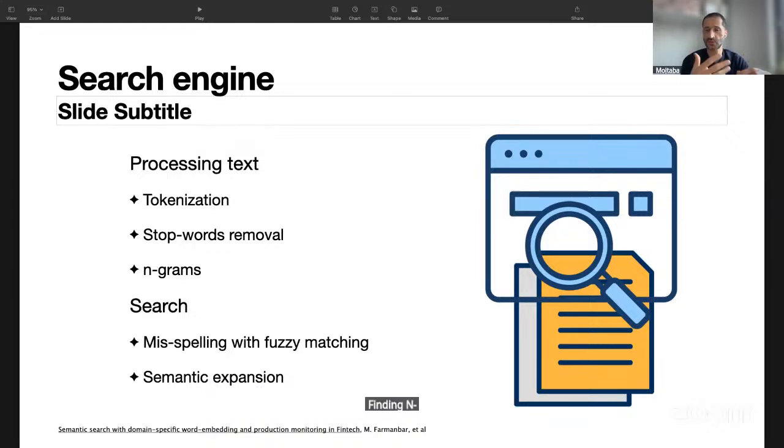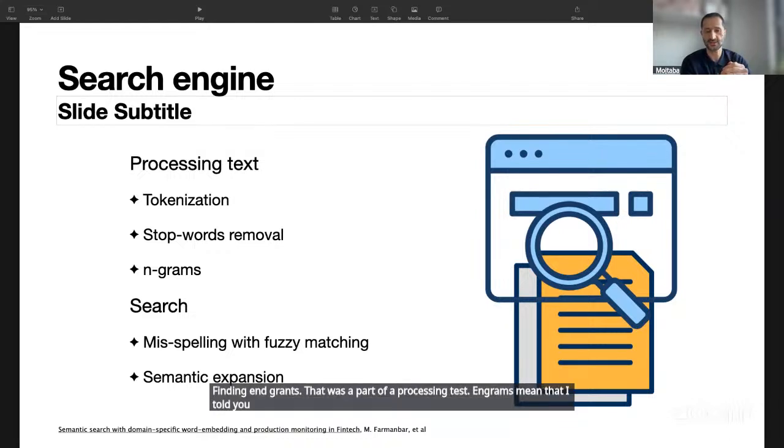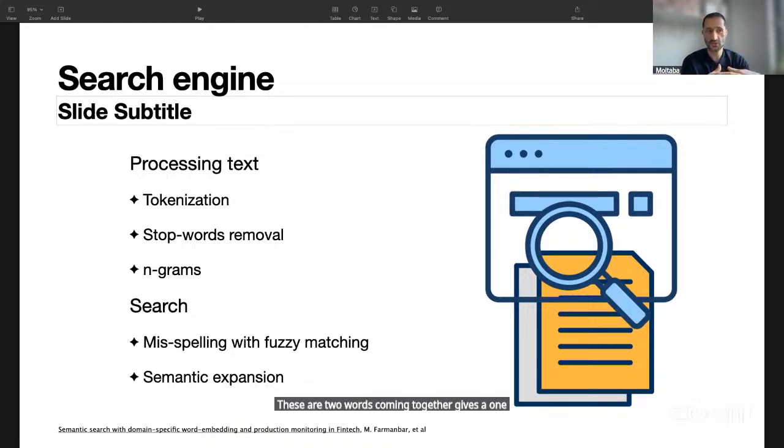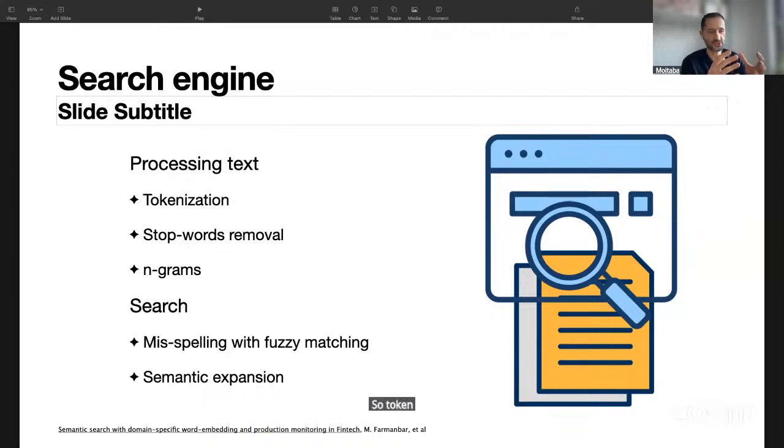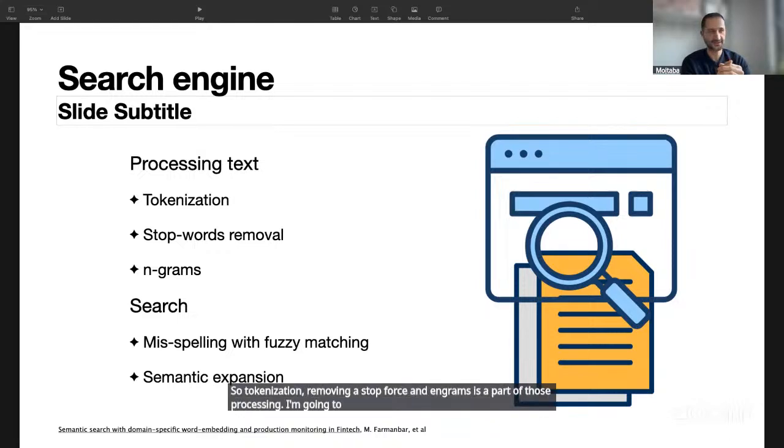That was a part of processing text. N-grams, as I told you, for example, searching for money laundry. Money laundry is called a bigram token. It's two words coming together that give one specific meaning. So essentially, we try to utilize all those packages or approaches we have at hand to parse the text first, then be able to search through it. So tokenization, removing the stop words and n-grams are part of that processing. I want to show you how we did it before in a demo form.